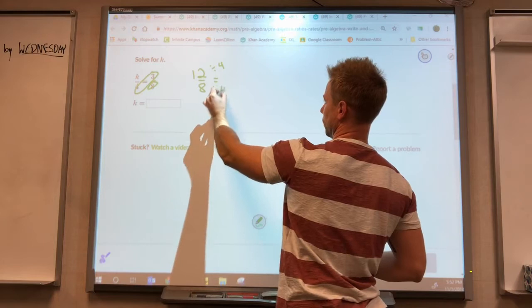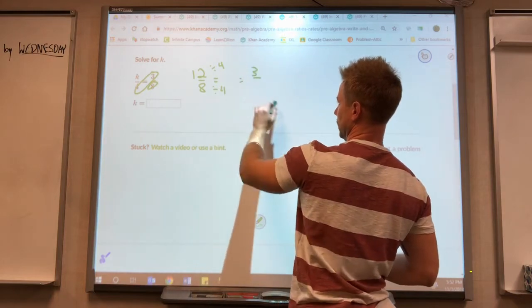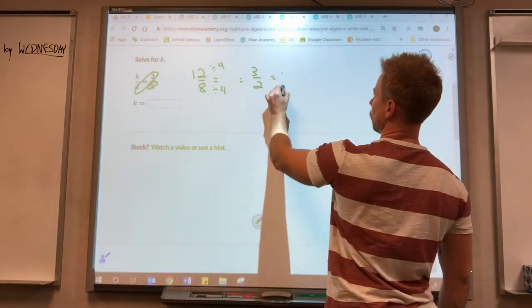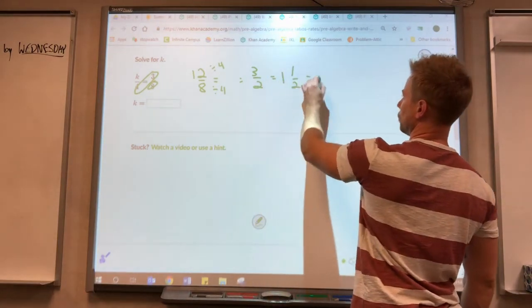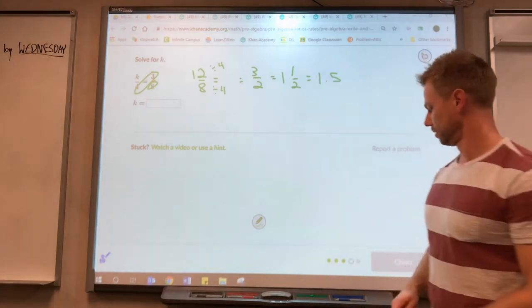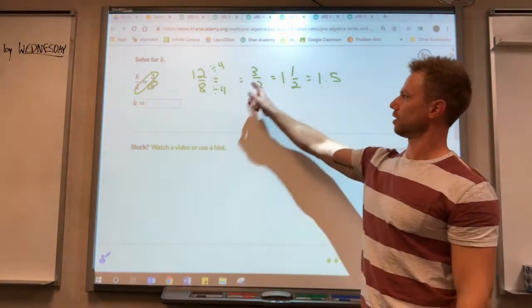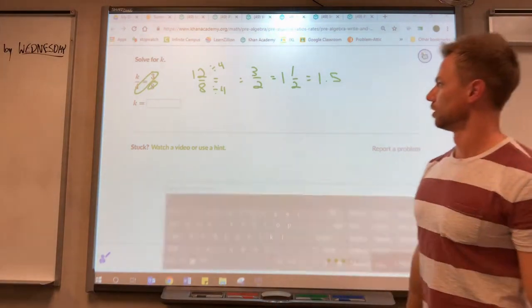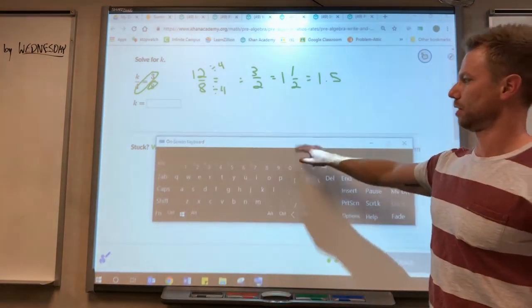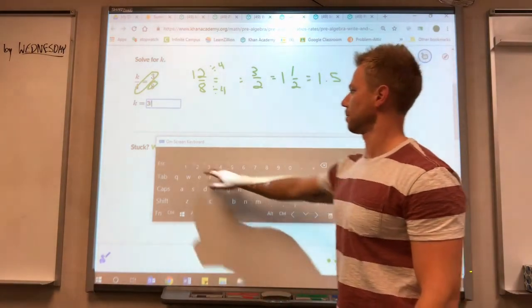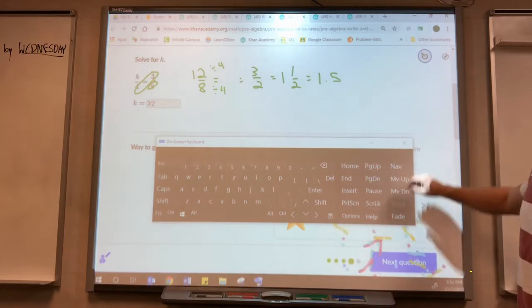and divide by 4, which would be 3 over 2, or you could write 1.5. So any of those answers would work. 12 over 8 will not work because it must be reduced, but it could be an improper fraction, a mixed number, or a decimal. I'm just going to put in the improper, 3 over 2. Good.